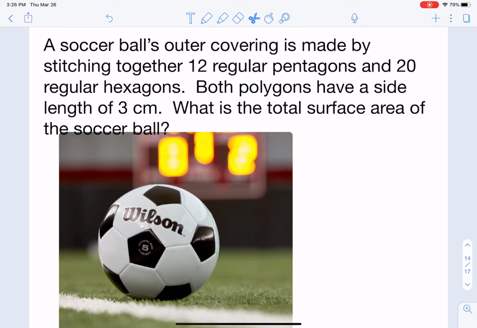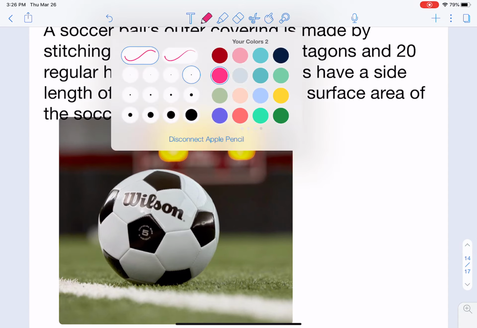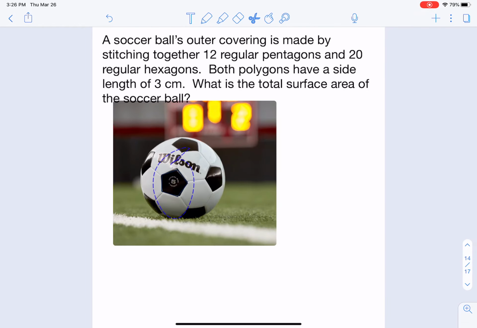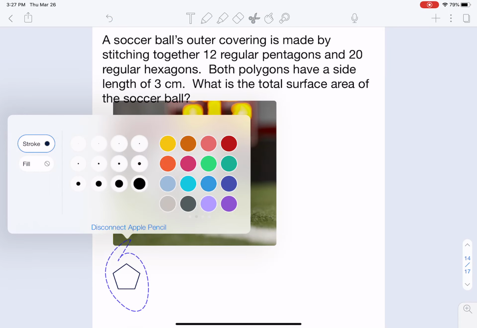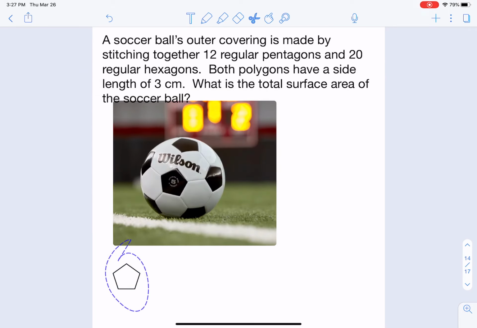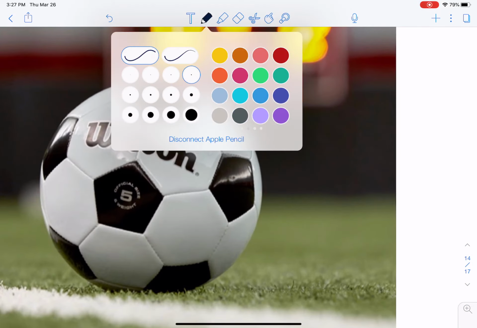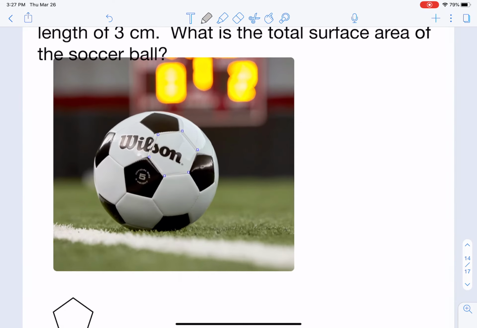But they're saying a soccer ball's outer cover is made by stitching together 12 regular pentagons. So if you see the black ones, let's see if I can get this pentagon. The black ones are the pentagons. There's 12 of those. Let's change that to black. And then the white ones, there's 20 regular hexagons. I'm going to use gray just so it shows up for the white. So we have the hexagons, and there are 20 of those.